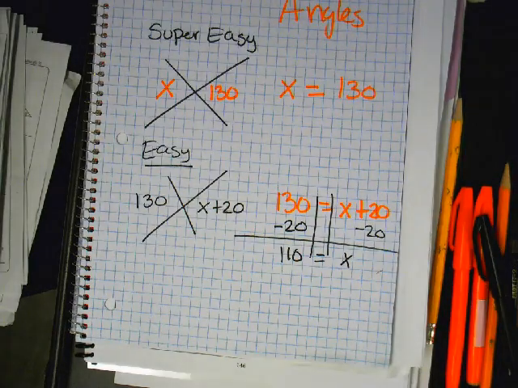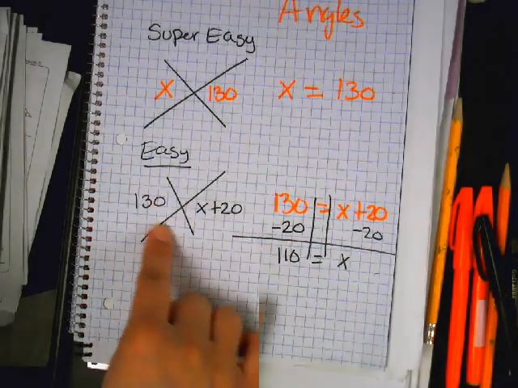X is 110. What is the angle measure? It's a trick question. It's actually already written on the paper. 130. This angle is 130. Why? Because this is 130, right? So if this is 130, this is 130. But why did we get 110? Because that's what x is. X is 110. The angle is 130. Okay, so that's super easy and easy. You're going to do a lot of the easy ones today.